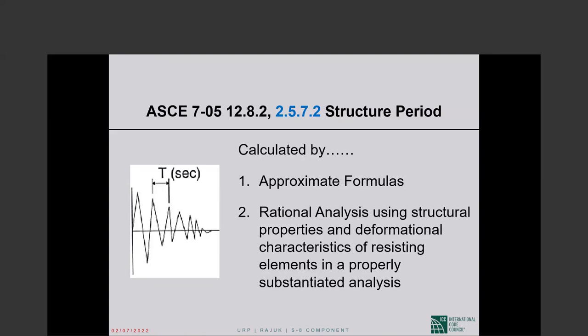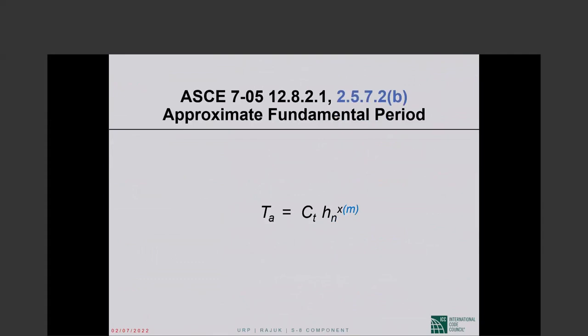Period can be calculated by approximate formulas or by rational analysis using structural properties and deformational characteristics of resisting elements in a properly substantiated analysis. The approximate period formula is T sub A equals a coefficient C sub T times the building height raised to the power X in ASCE 7, M in BNBC 2020. So C sub T times height raised to the power something.